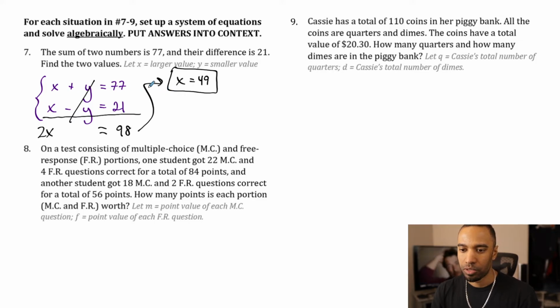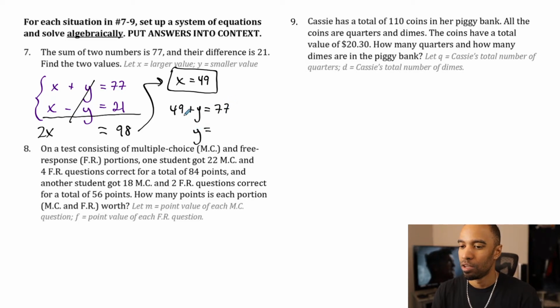Now the y value, let's go and substitute in somewhere. How about the top equation? 49 plus y equals 77. Subtract 49 from both sides. We're going to get y equals. If you don't know how to do this one in your head, here's what I would do. 49 is really close to 50. It's 1 less than 50. Let's do 77 minus 50.